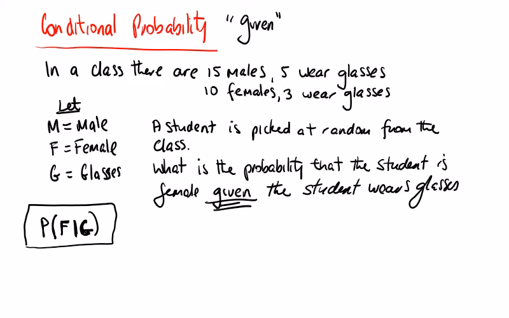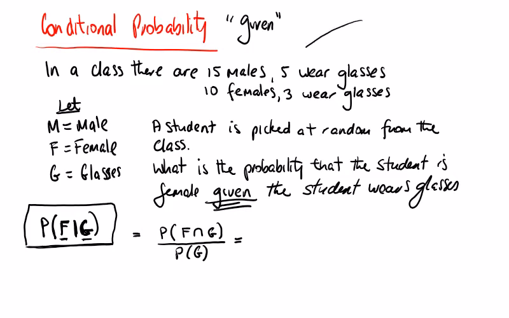So that's this question here. The probability that the female, given they wear glasses. So we're going to let M equal the males, F equal the females, and G equal the glasses. So this is a formula. So F given G is equal to probability of F intersection G over the probability of the second thing happening, the probability of G. So what's the probability of F intersection G?